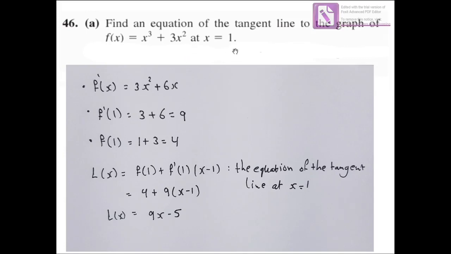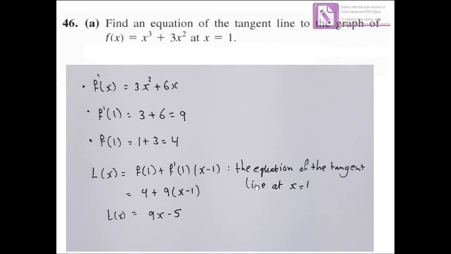So f prime, we are given x equals 1, so f prime of 1 will be 3 plus 6, which is 9. To find the point, we need to find f(1). So f(1) equals 1 plus 3, this will give us 4. So here we have a point which is (1, 4), and we have a slope 9. So we know that the linearization and the tangent line are the same. So L(x) is equal to f(1) plus f prime(1) multiplied by (x minus 1).